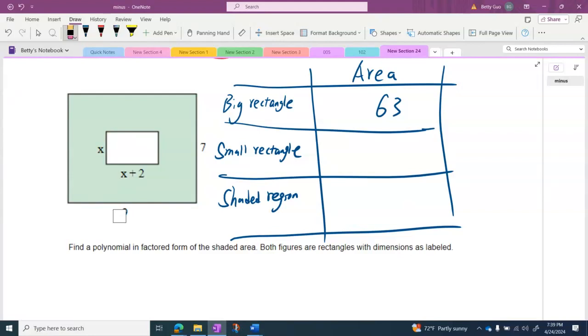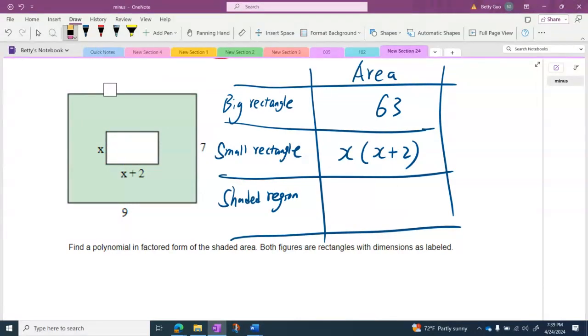Let's see, the smaller rectangle's area is going to be length times width. It is x plus 2 times x. Or you can write width times length. It really doesn't matter, you can switch the order because of the commutative property. 2 times 3 is 6, 3 times 2 also 6. So x times x plus 2.